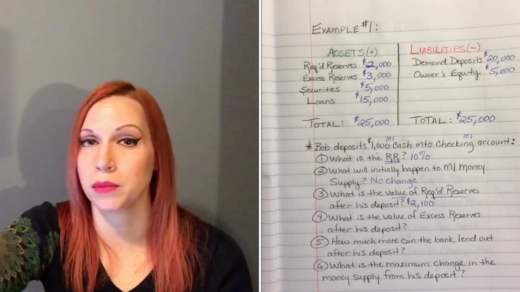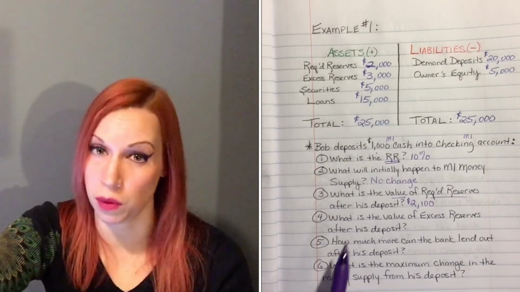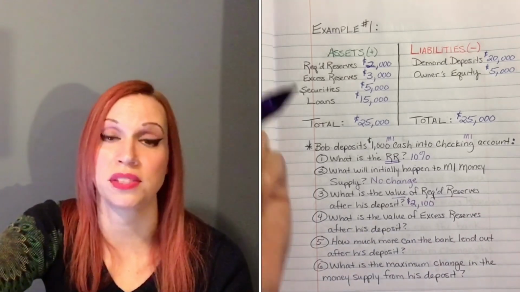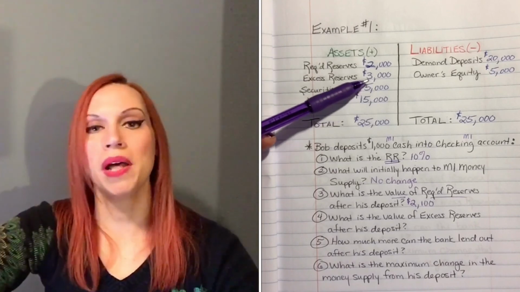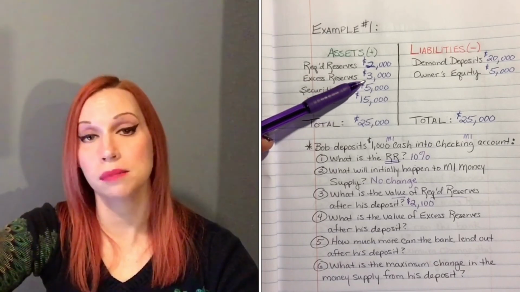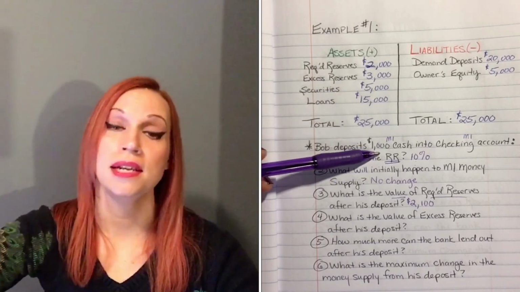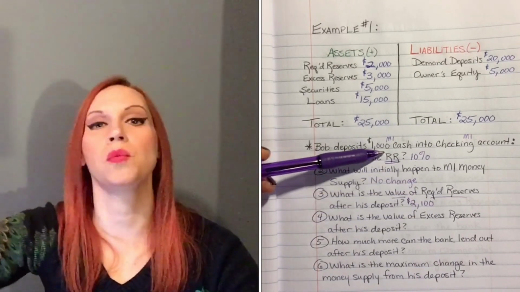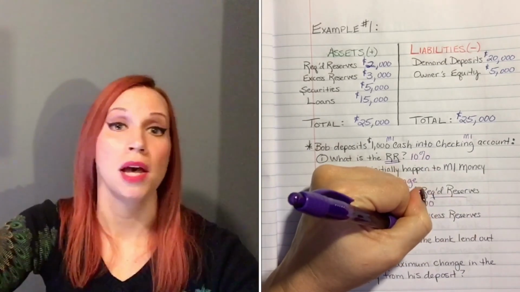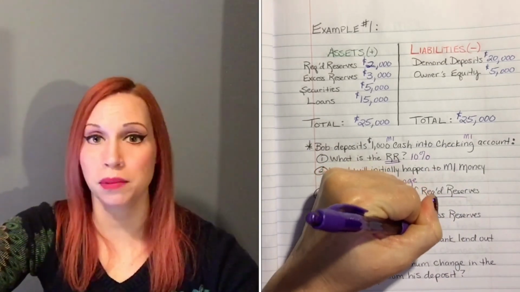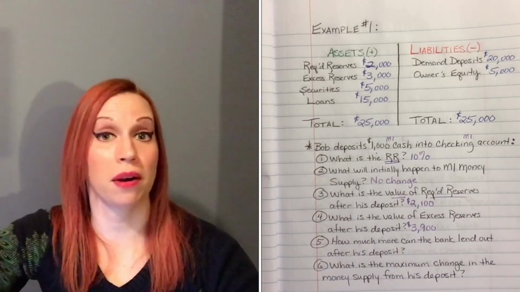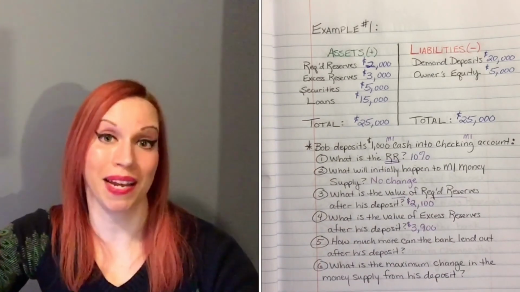So now required reserves is going to change to $2,100. Number 4 says, what's going to be the value of excess reserves after he's made his deposit? Well, excess reserves was sitting at $3,000 before Bob made his deposit. When Bob made his $1,000 deposit, the bank had to hold on to $100 in required reserves, but the other $900, the other 90%, that's going to go right into that excess reserves bucket. So now our excess reserves is $3,900.